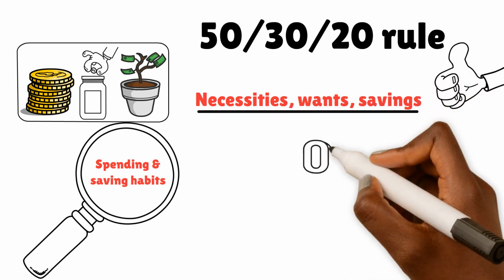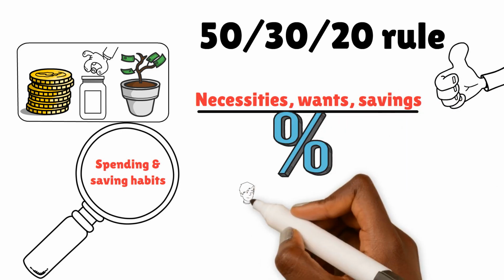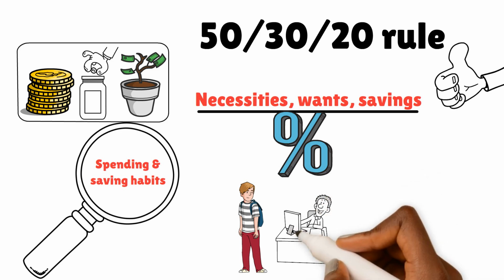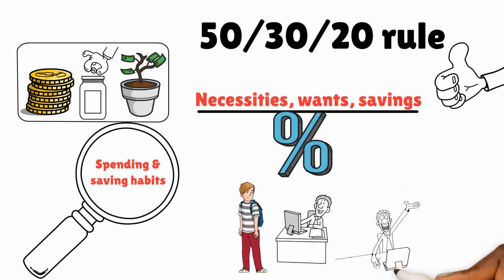Because the rule is based on percentages, not fixed on a specific amount, it's great for your income whether you're a college student, a young professional, or an established entrepreneur. Anyone can use it, and we'll show you how.